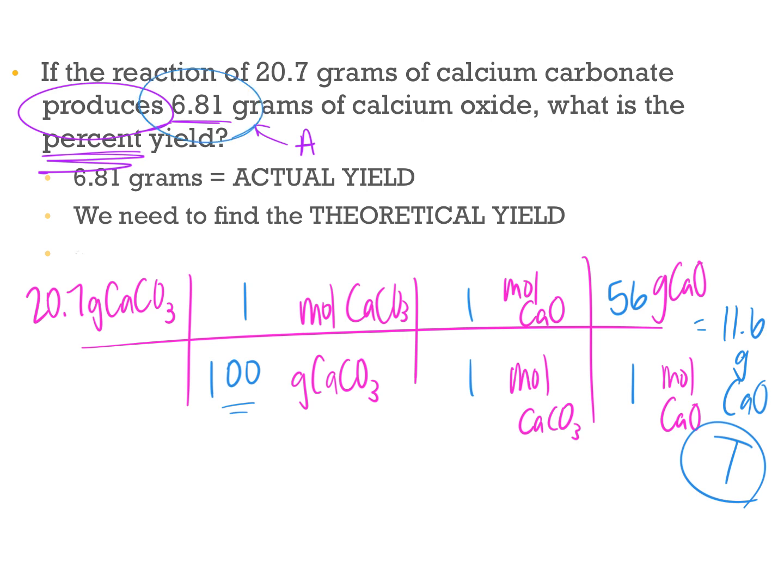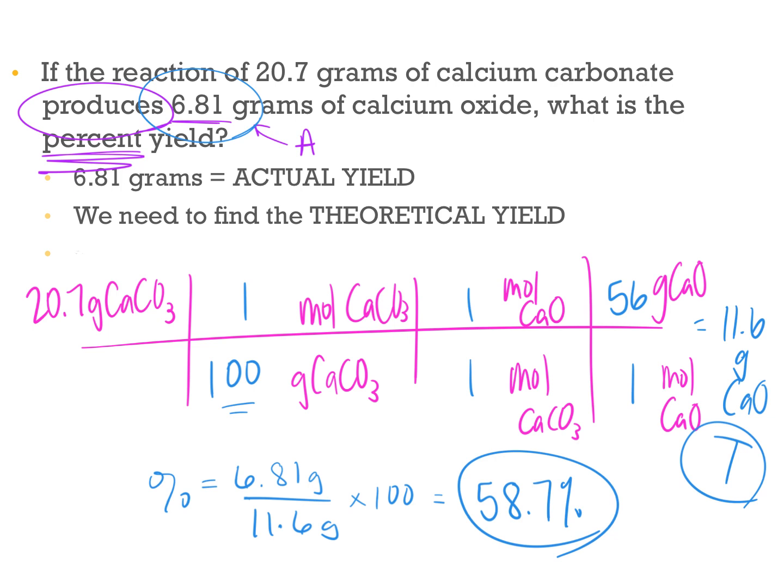My actual is 6.1, so to calculate percent, I would take 6.1 grams divided by 11.6 grams, and then I would need to multiply that by 100 to get it to a percent. And that gives me about somewhere in the range of 58.7%, right? Depending on where you rounded, depending on how you finish that out, we're somewhere in that range. Okay? Does that feel comfortable?